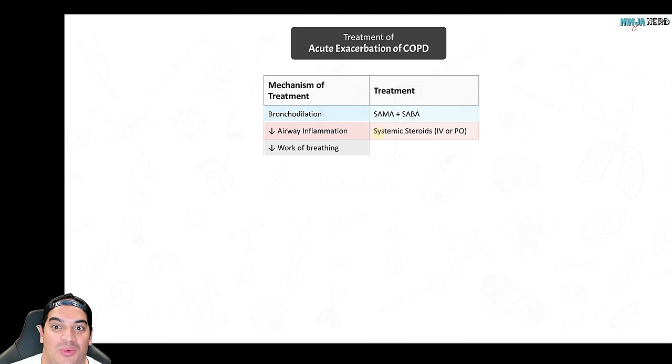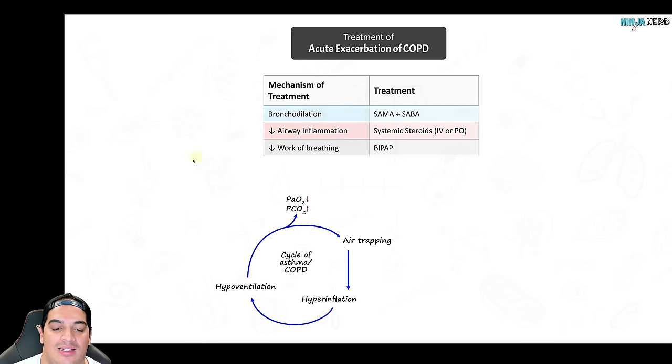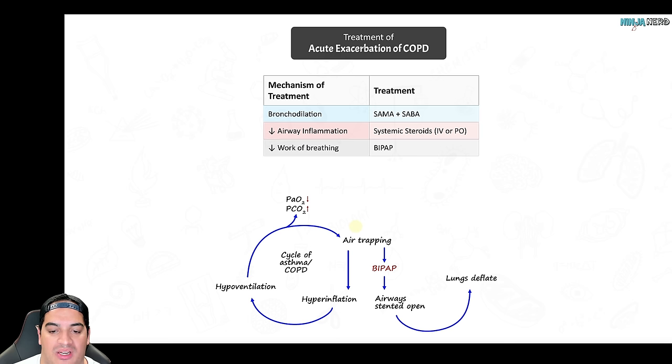The next thing is to reduce the work of breathing. What did we do for asthma? It was BiPAP. What am I going to do here? BiPAP. BiPAP is really interesting because, again, it's the same concept as we talked about with asthma, is that there's air trapping, which leads to hyperinflation, hypoventilation, and you build up your CO2 and you develop hypoxemia. What if I throw a BiPAP in here? What does it do? It stents the airways open, allows me to deflate my lungs, allows me to reduce my work of breathing, and again, clear the CO2, improve my oxygenation, and reduce air trapping. That's a really cool concept.